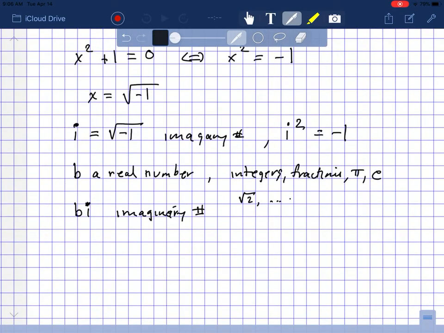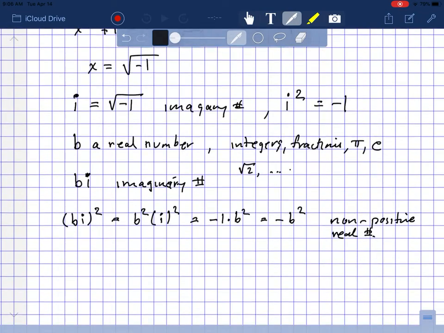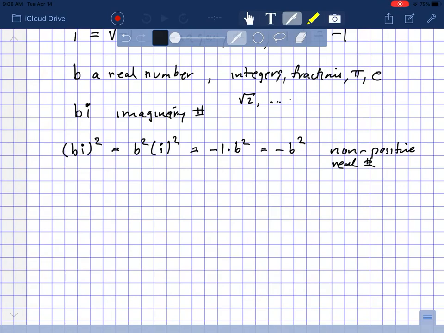And it has the property that when I square it, it's equal to b squared times i squared, which is equal to minus 1 times b squared, which is equal to minus b squared. So this is a non-positive real number. Okay, it's again an imaginary number because when I square it, I end up with a non-positive real number.